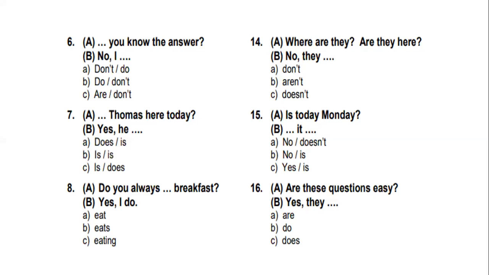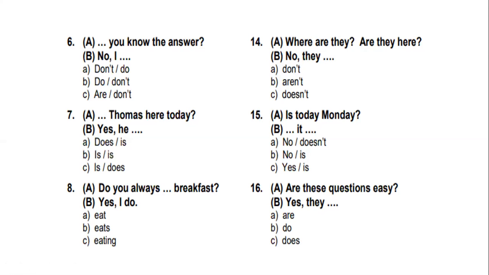Okay, number 14. Where are they? Are they here? No, they aren't. Letter B, okay? Excellent. Number 15. Is today Monday? Yes, it is. Letter C. Okay, excellent. Are these questions easy? Yes, they are. Excellent, very good. Now you know how to ask yes, no questions using verb be and using verb do.